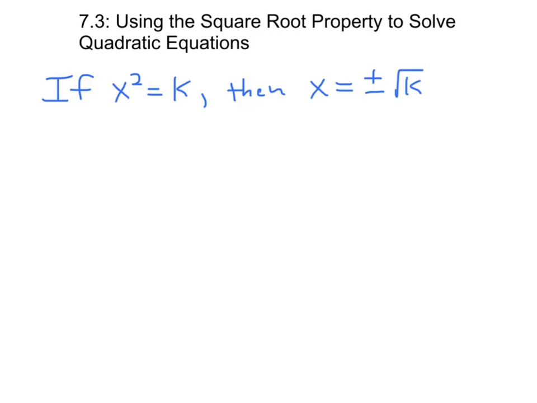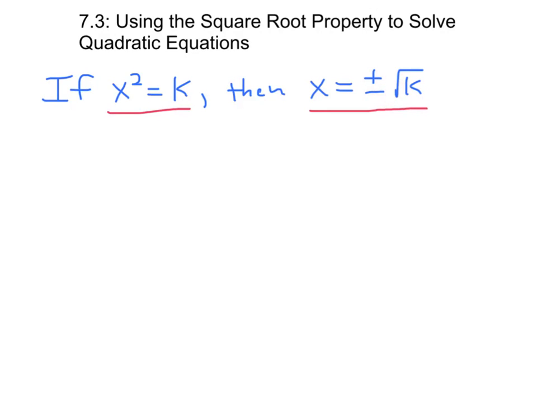In section 7.3, we're going to learn how to use the square root property to solve quadratic equations. And basically that says that if x squared equals k, then x will equal plus or minus the square root of k. So notice that there's two solutions, a positive square root of k and a negative square root of k, which we usually just combine together with a plus or a minus sign.